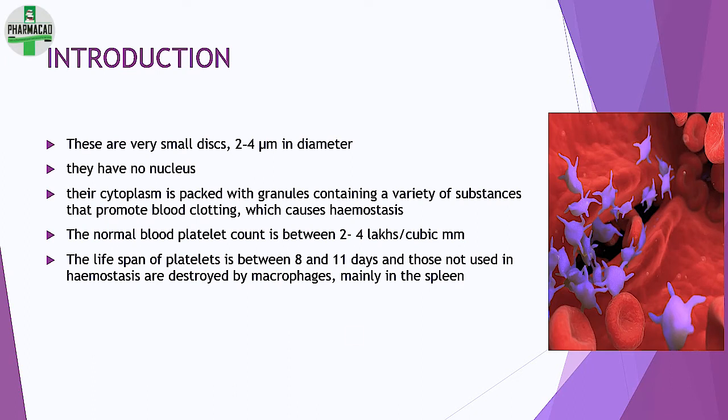These purple ones you are seeing, these are the platelets. They are small, around 2 to 4 micrometers in diameter. They have no nucleus, just like RBC. What is their speciality? The cytoplasm is packed with granules which contain a variety of substances that promote blood clotting, which causes hemostasis. The normal blood platelet count is around 2 to 4 lakhs per cubic millimeter.